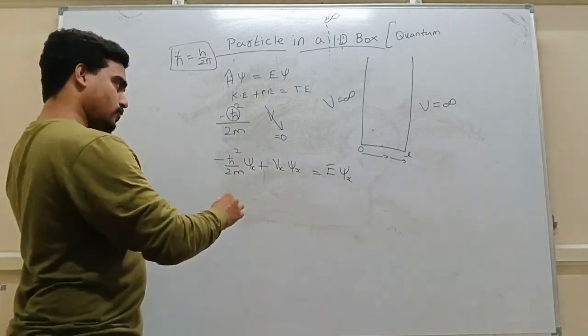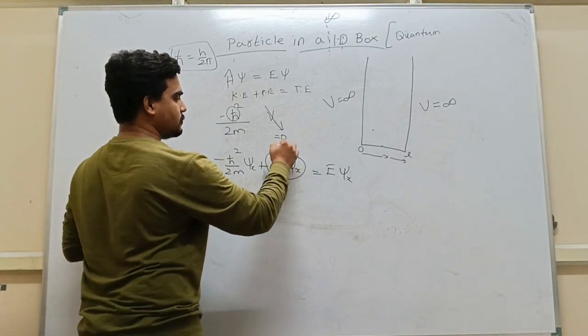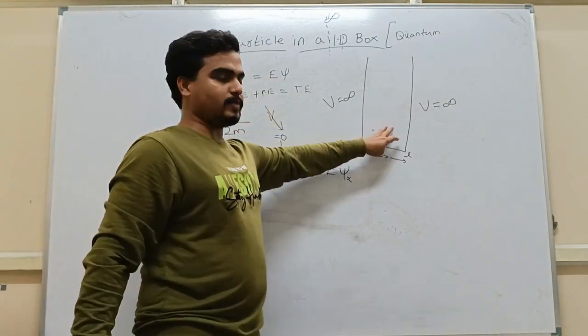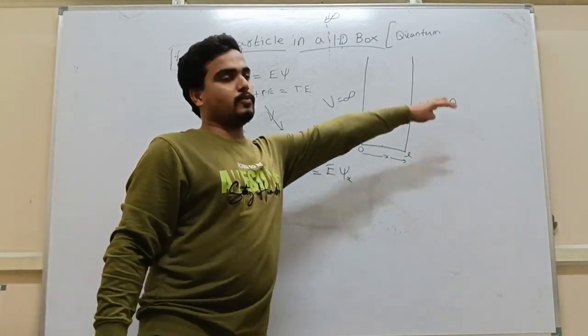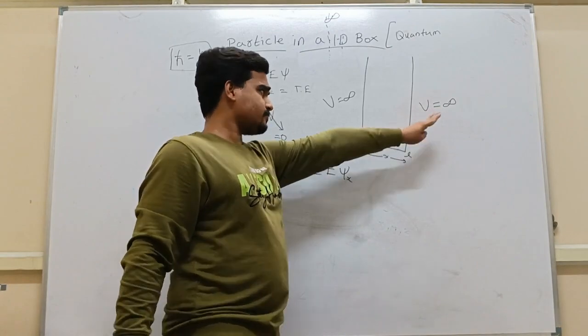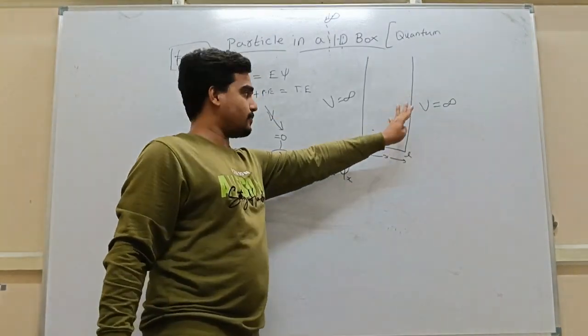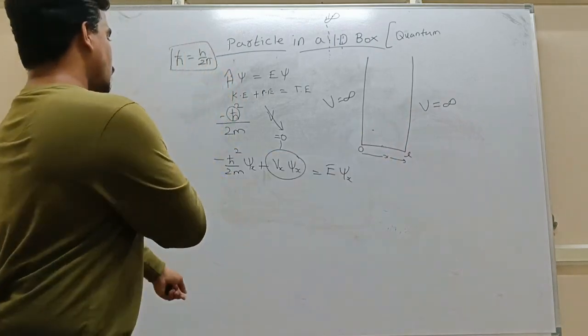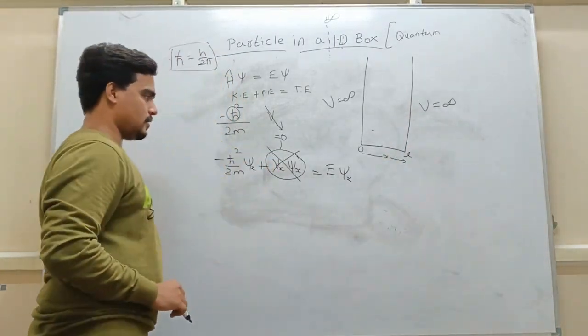So here, as I already told you, this potential energy term is becoming 0. Why? The potential energy of the particle should be 0 so that it cannot escape and move out. And here you see the potential is infinity, so as compared to this, this value is very small, and that is why the particle stays inside the box. Now since this term is gone, we are left with this term.